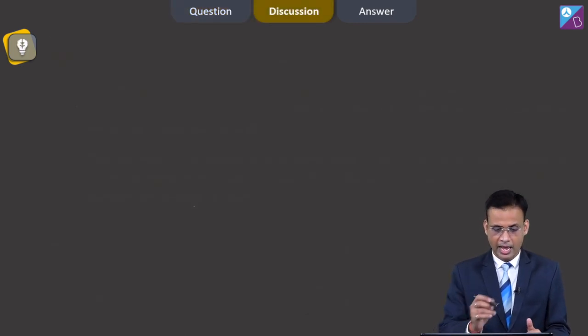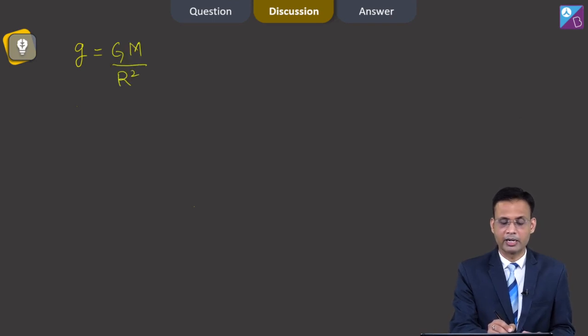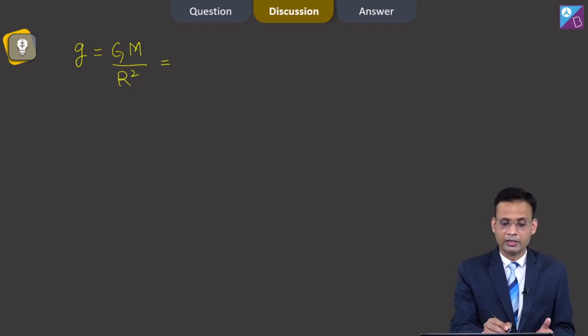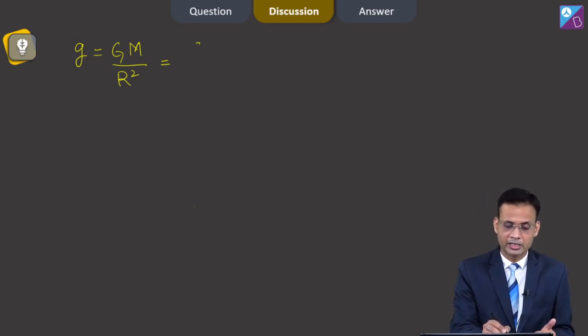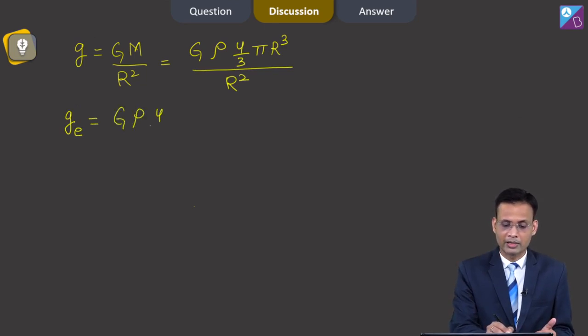As we know, acceleration due to gravity g can be written as g m by r square, where m is the mass of the planet and r is the radius of that planet. If we substitute the value of mass in terms of density, mass can be written as density into volume, which is 4 by 3 pi r cube, divided by r square. So acceleration due to gravity on earth, g e, equals G rho 4 by 3 pi into r.